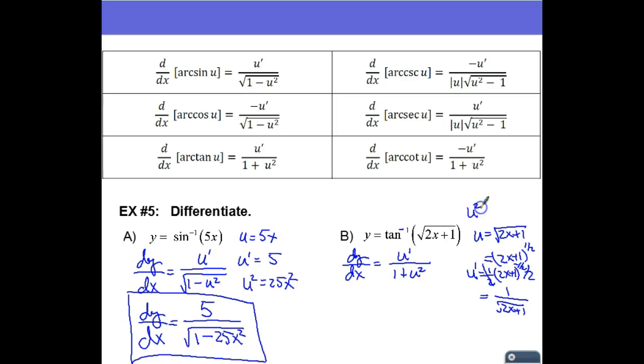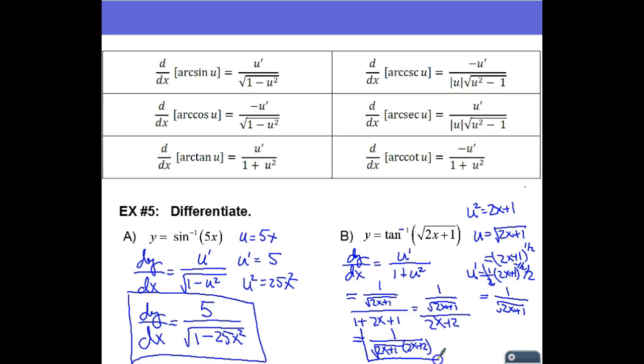Finally, u squared is the square of the square root of 2x plus 1. So squaring a square root gives us back the radicand, the value that is inside the square root. Now, substituting in, we get u prime, which is 1 over the square root of 2x plus 1, divided by 1 plus u squared, which is 2x plus 1 plus 1, that's 2x plus 2. Finally that's going to give us 1 over the square root of 2x plus 1 times 2x plus 2, and that will be our derivative.